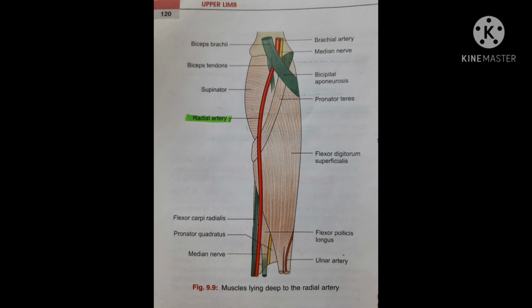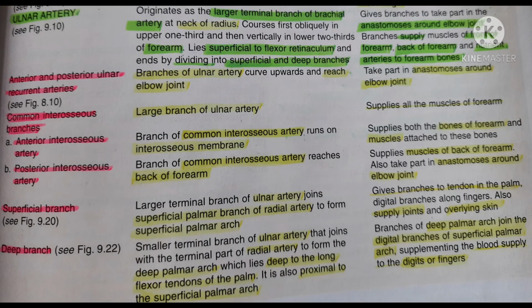Anterior and posterior ulnar recurrent arteries, branches of the ulnar artery, curve upwards and reach the elbow joint, taking part in anastomosis around the elbow joint. Common interosseous branches: anterior interosseous artery and posterior interosseous artery. Anterior interosseous artery, a branch of the common interosseous artery, runs on the interosseous membrane and supplies both the bones of the forearm and muscles attached to these bones. Posterior interosseous artery, a branch of the common interosseous artery, reaches the back of the forearm, supplies muscles of the back of the forearm, and also takes part in anastomosis around the elbow joint.